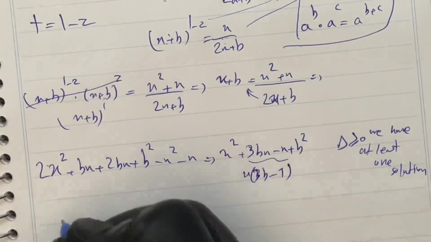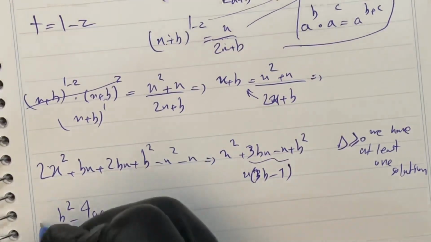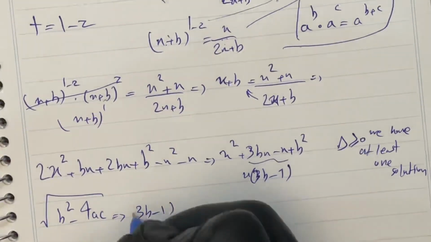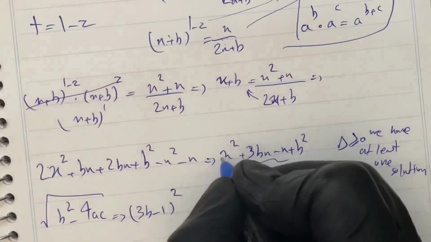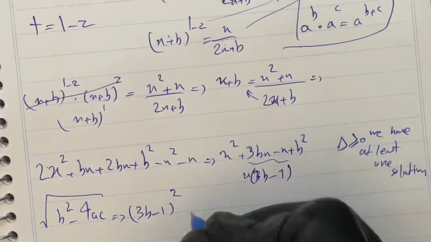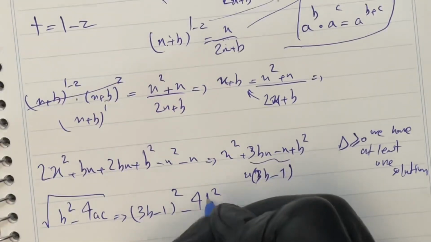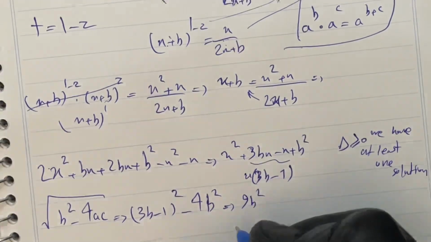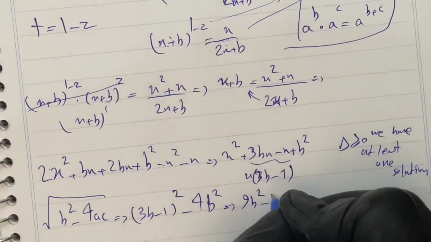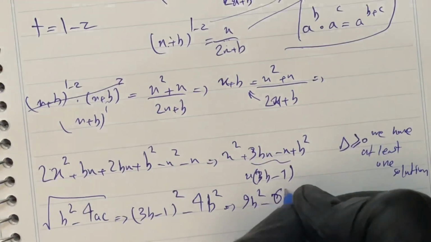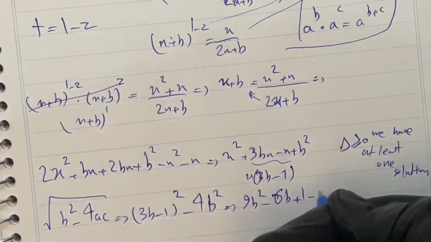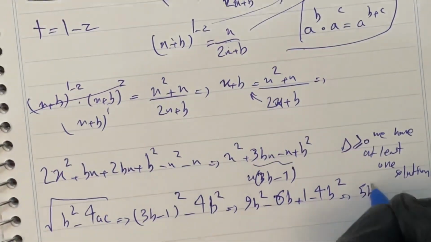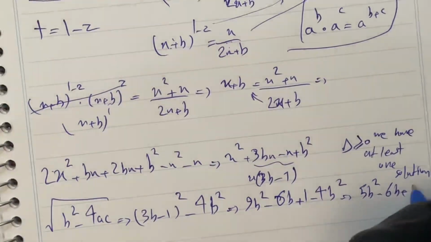What is the delta? It's b squared minus 4ac, which means (3b minus 1) to the power of 2 minus 4 times 1 times b squared, minus 4b squared. Now let's just expand this and simplify a bit. We will be left with 9b squared minus 6b plus 1 minus 4b squared. If you just simplify it, we will have 5b squared minus 6b plus 1.